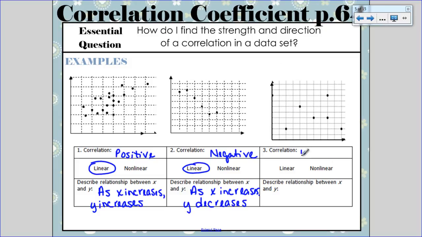This one here has no correlation. The variables have no relationship to each other at all. They're just sort of scattered all over the place. I would definitely say it's nonlinear. There's dots everywhere. And so the relationship between x and y, there is none. Sometimes as I increased x, the y increased, and sometimes if x increased, y decreased. There's not a relationship between the x and the y values. That's why there is no correlation there.